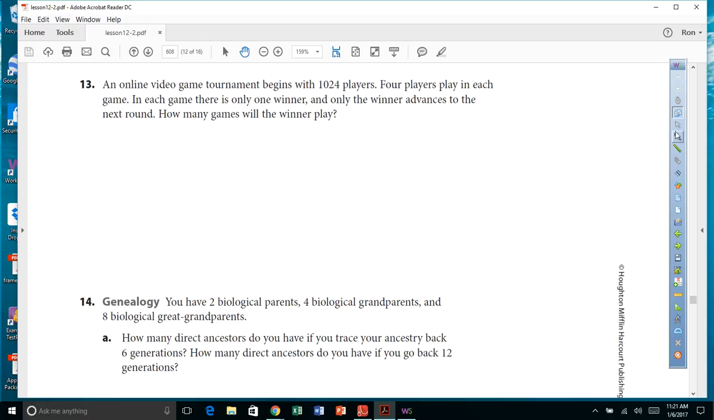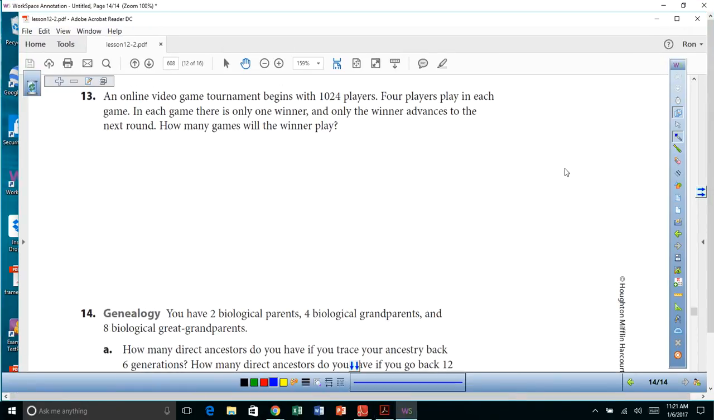I know you're probably thinking, well, it's just easier to do a tree diagram. You're right, on something that simple. But what if it was more complicated? Oh, looky here. An online video game tournament begins with 1,024 players. 4 players play in each game. In each game, there's only one winner, and only the winner advances to the next round. How many games will the winner play?